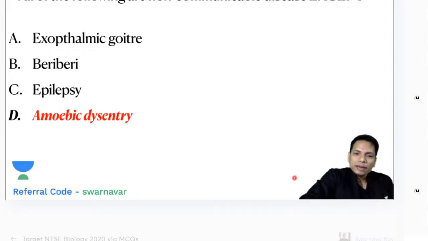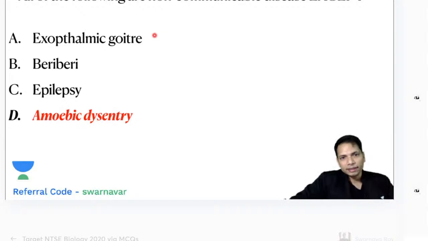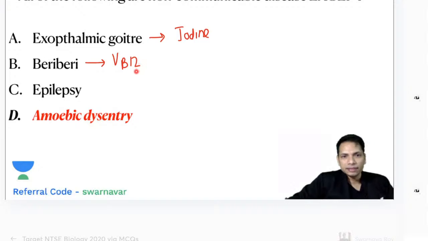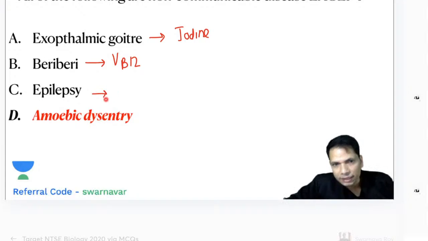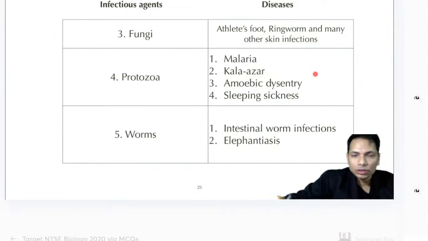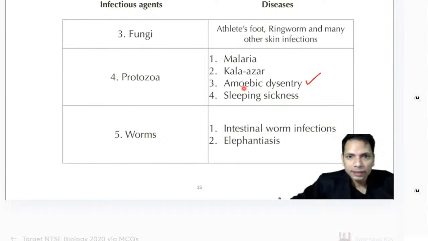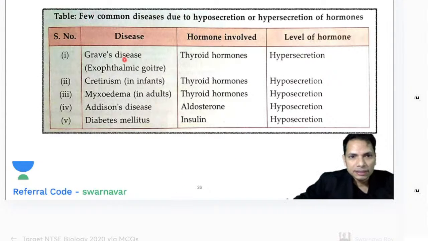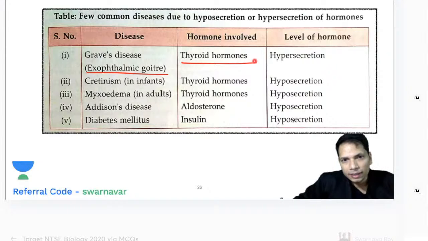All right, so amoebic dysentery, and exophthalmic goiter is a deficiency disease, right? Deficiency disease means it is caused by, here, iodine deficiency. Beriberi is also a deficiency disease. It is vitamin B12 deficiency, and vitamin C, and epilepsy is a neuro disease, a neuronal disorder. Amoebic dysentery is caused by a protozoa, so it is communicable. And goiter is related to the thyroid hormone.